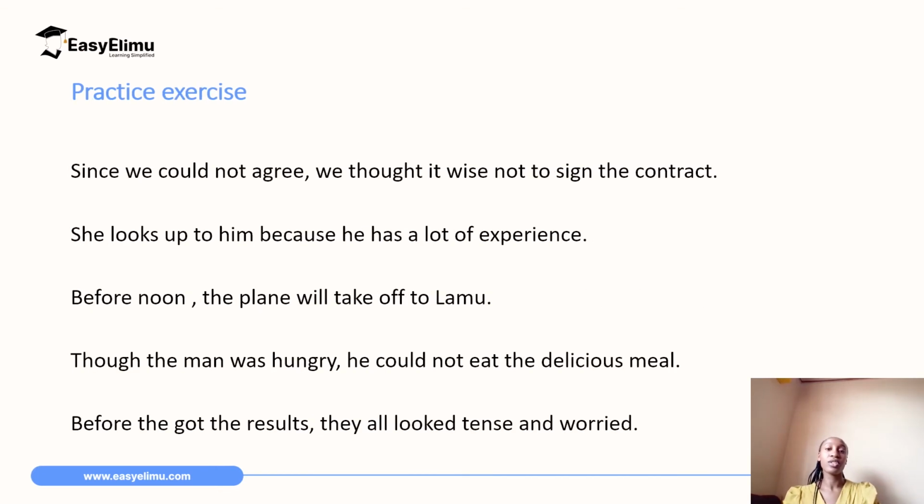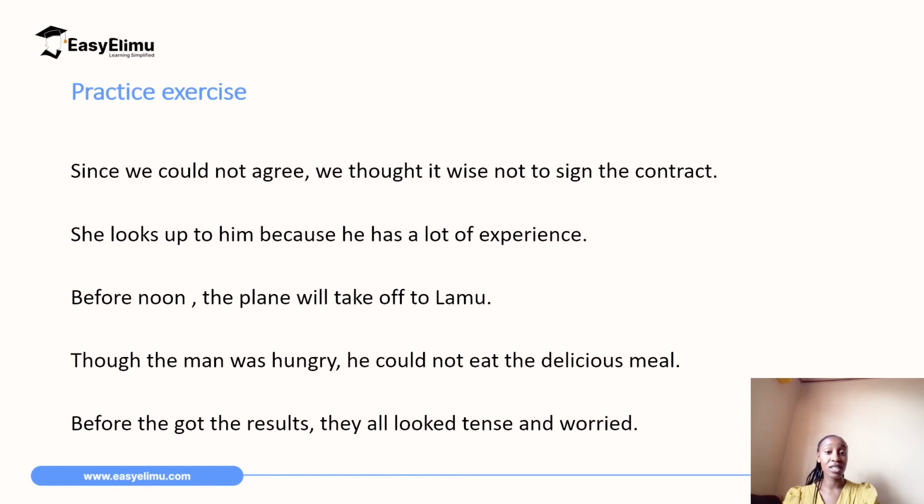So we are going to have a look at a few sentences, and this time we are going to attempt to identify both the independent clause and the subordinate clause. Since we could not agree, we thought it wise not to sign the contract. When you look at this sentence, what is the independent clause and what is the subordinate clause?